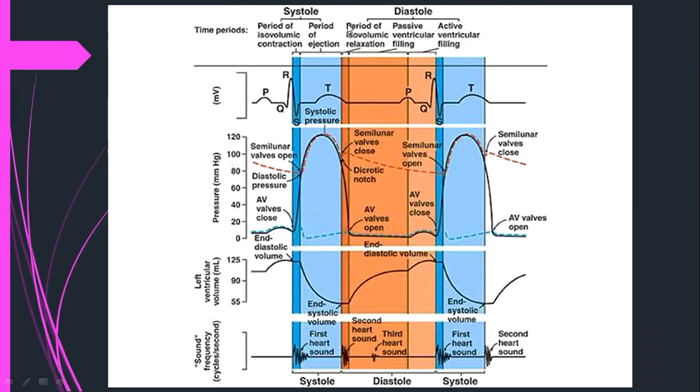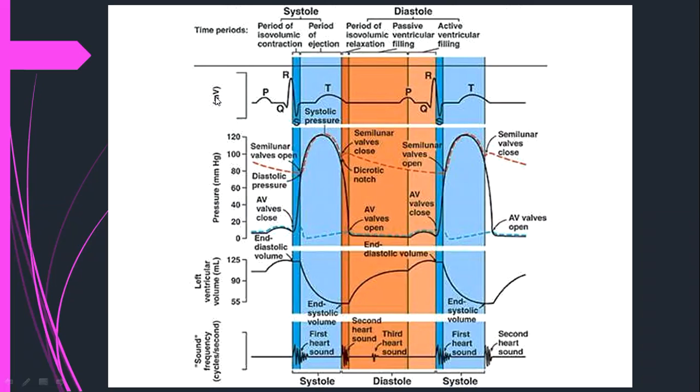If you want to make systole more detailed, systole is represented by isovolumetric contraction and ventricular ejection. Meanwhile, the diastole phase can be divided into three events, which are isovolumetric relaxation, passive ventricular filling, which is actually the ventricular filling, and active ventricular filling, which is actually your atrial contraction.